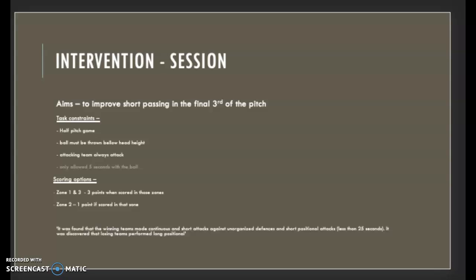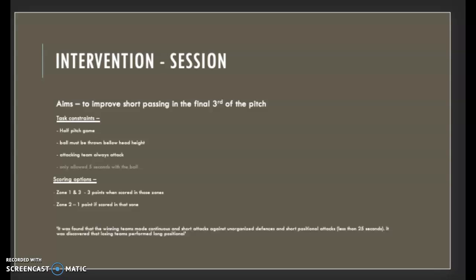The attacking team will always attack because we're just looking at attacking. We're only allowed 5 seconds on the ball. This keeps the game fast-paced, encourages the team to move into space and search for opportunities, meaning they're going to have to work harder and get into a similar player load as the game. If the ball isn't thrown in time, you have to start again from the halfway line.